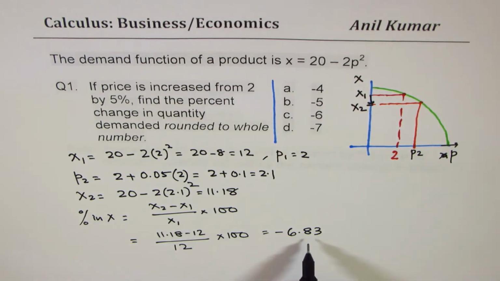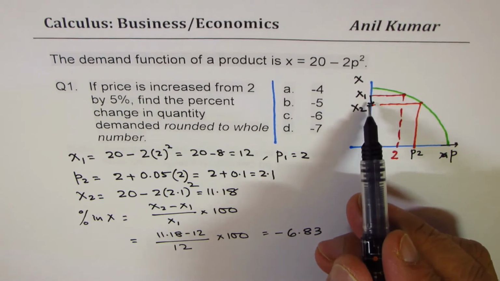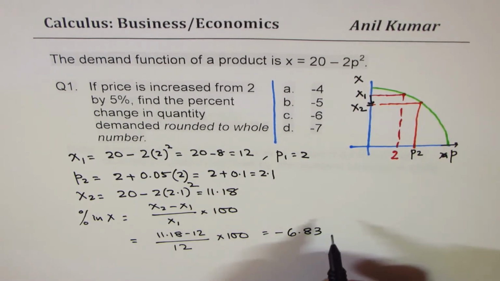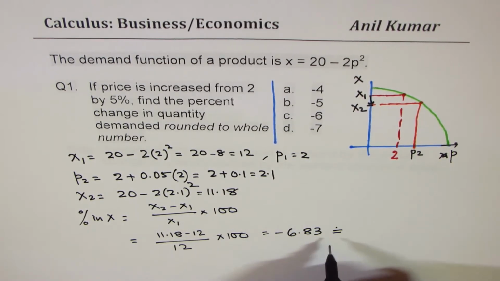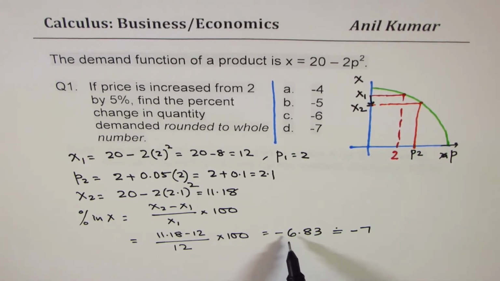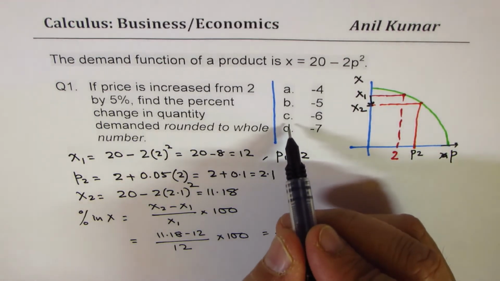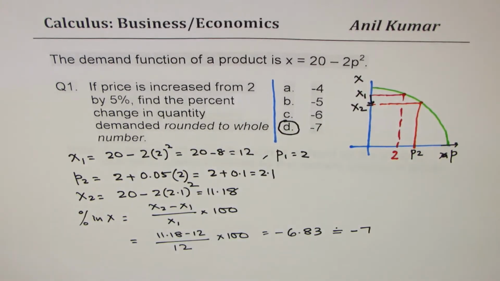That is expected, since with an increase in price, demand decreased. Minus 6.83, when you round to whole numbers, you get minus 7. A higher number means a higher rate of change. So we'll take D as our answer, right? So that becomes the answer for the first question.